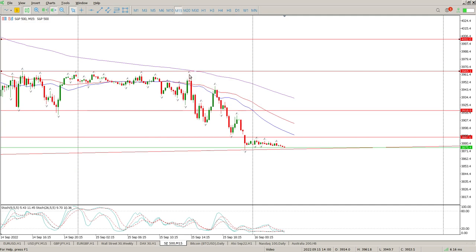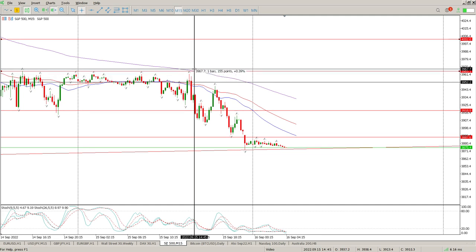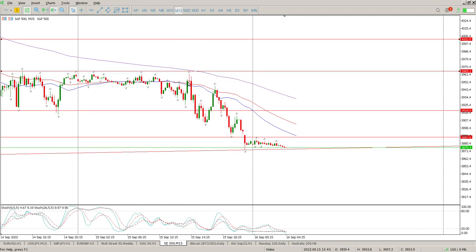There wasn't really much going on here. You had a bit of an attempt at the level, which you may have been able to jump in short because you're below the 155. Thing is, that's 155 points in one bar, and put that into perspective.